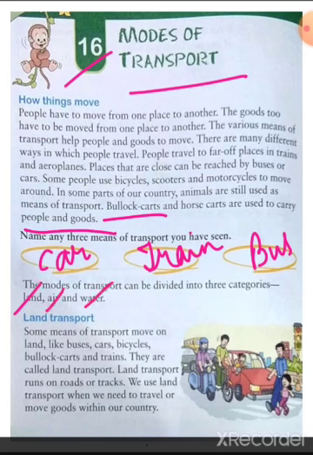So, land transport. Some means of transport move on land like buses, cars, bicycles, motorcycles, bullock carts, and trains, and many more. They are called land transports. So, land transport runs on roads, on tracks. We use land transport when we need to travel or move goods within our country.